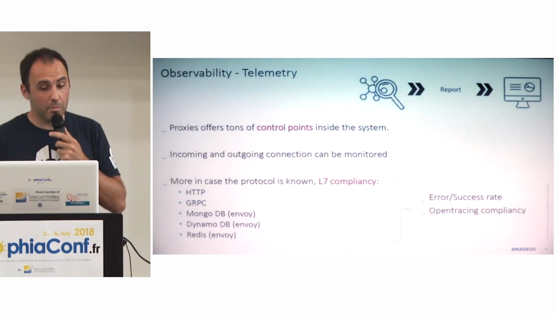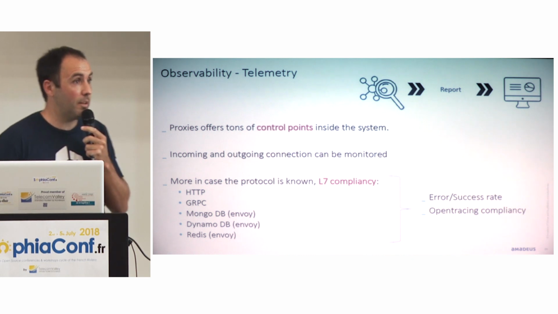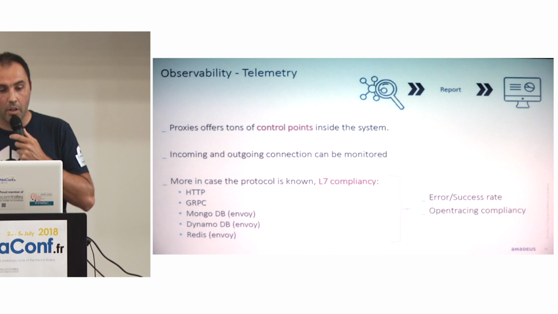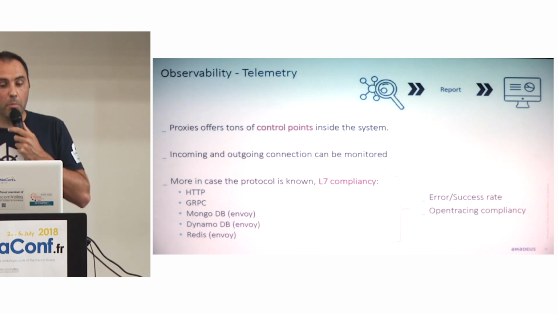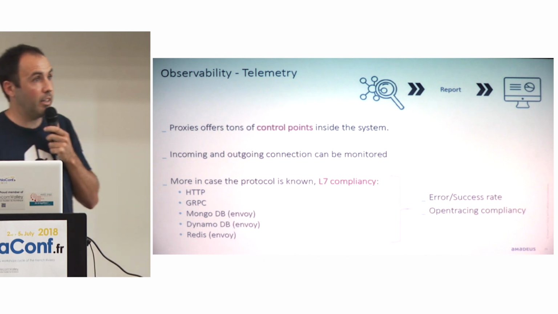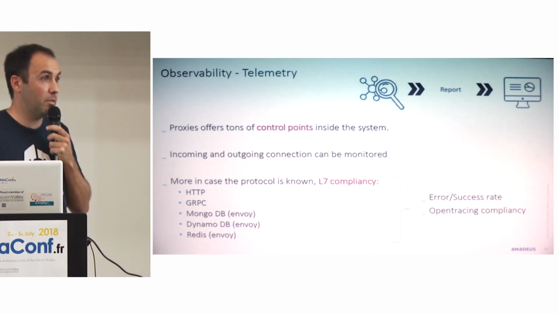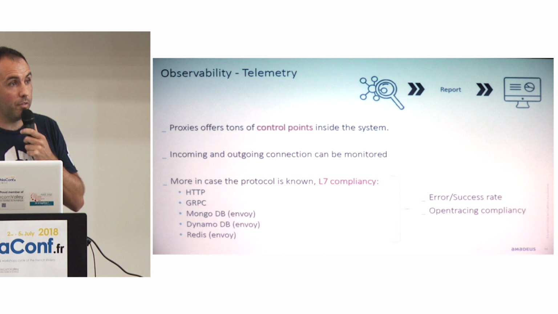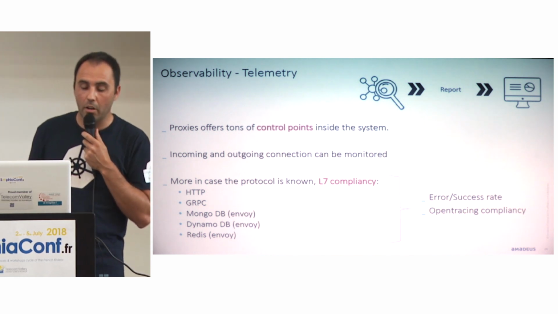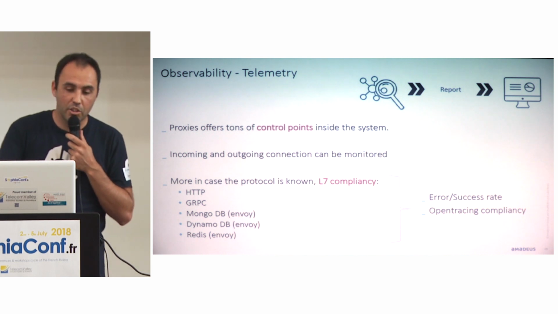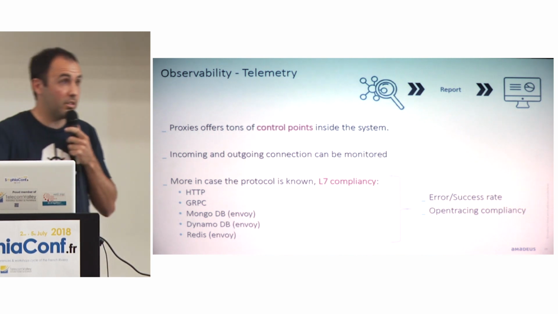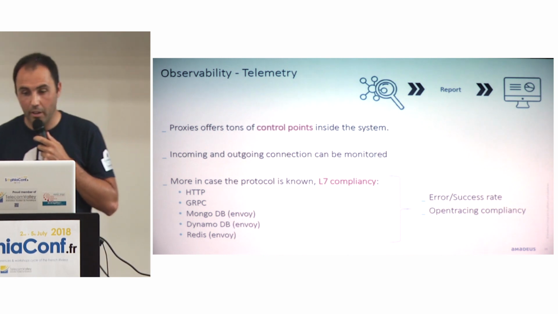Thanks again to these proxies that are injected in the system that represent tons of control points in your system that we can leverage. These control points are even more efficient if the traffic that is flying in your system is understood by the proxy. It means that there is a compliancy at protocol level. So today the protocols that are understood by Istio are at least HTTP, gRPC, and some for DBs. And this list is not exhaustive, and it's growing every day.